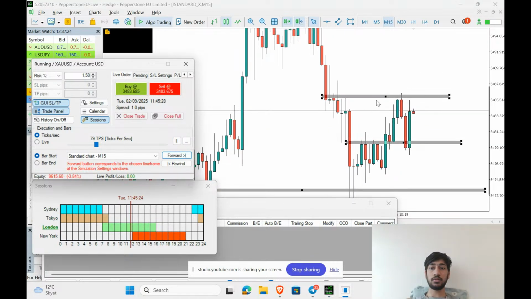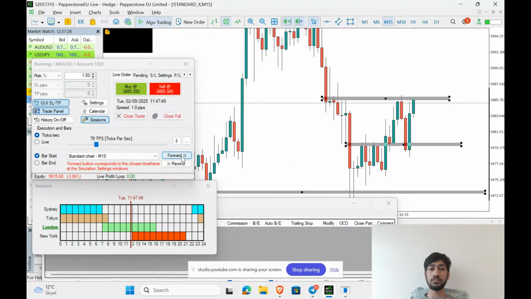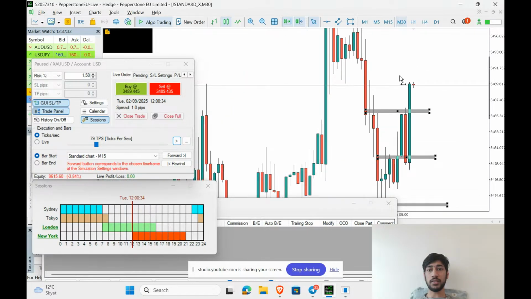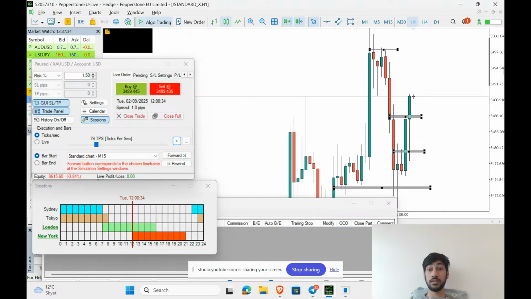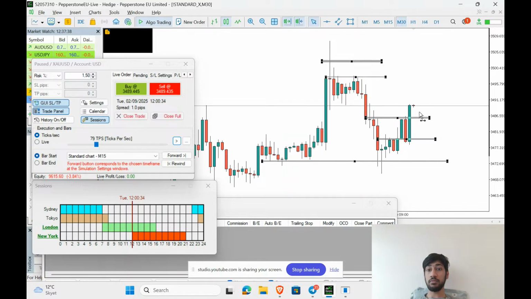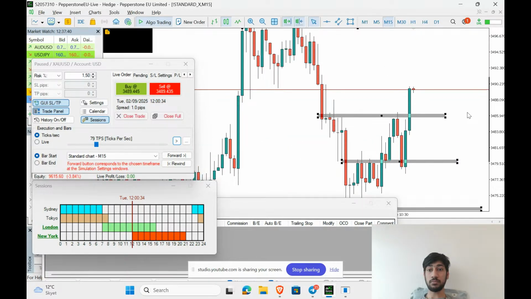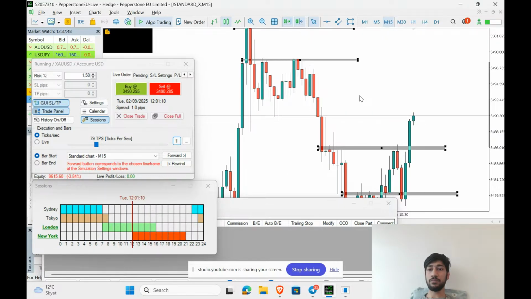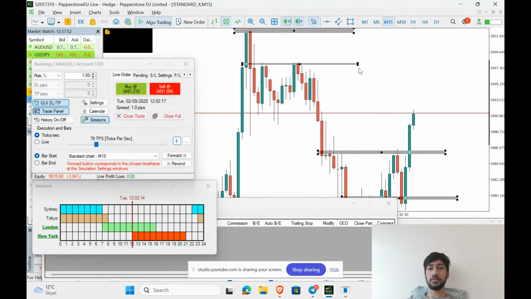Forward, see, forward. It's overextended now. H1 we are closing bullish. M30 we are closing bullish. M15 we are closing bullish, but it's overextended. But I want this candle to wick down and break above the high. Wick down, but it's fine.